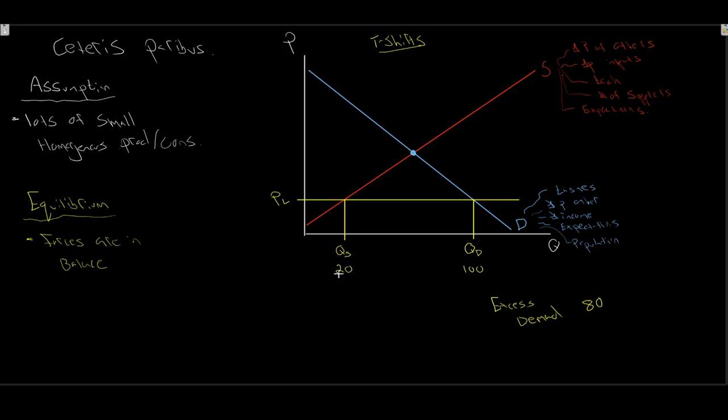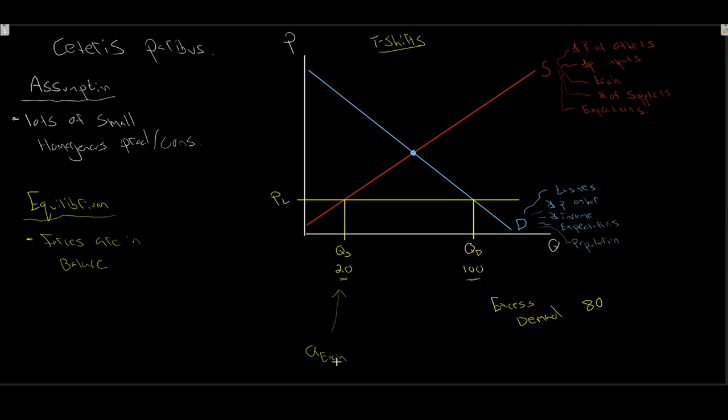What is the actual quantity exchanged? How many t-shirts are actually bought and sold in this market? Well, it doesn't matter if we want to buy 100 if only 20 exist. So in this case, again, it is the lesser of the two that becomes our quantity exchanged. So this here is our quantity exchanged, the amount that would actually be bought or sold in this market.